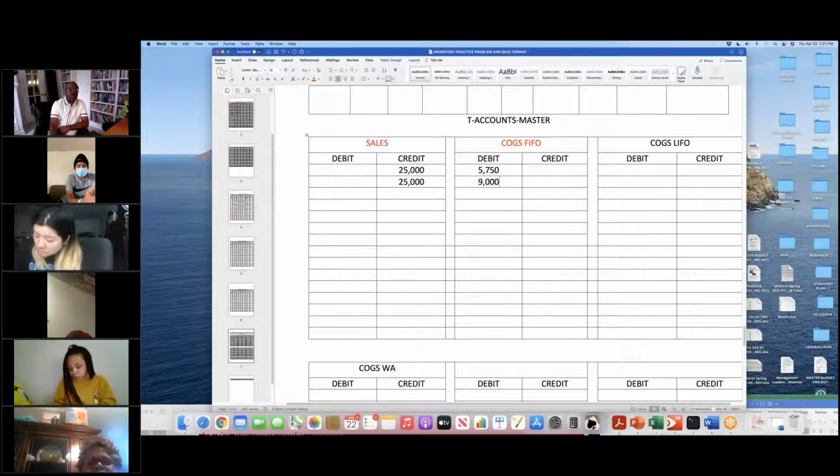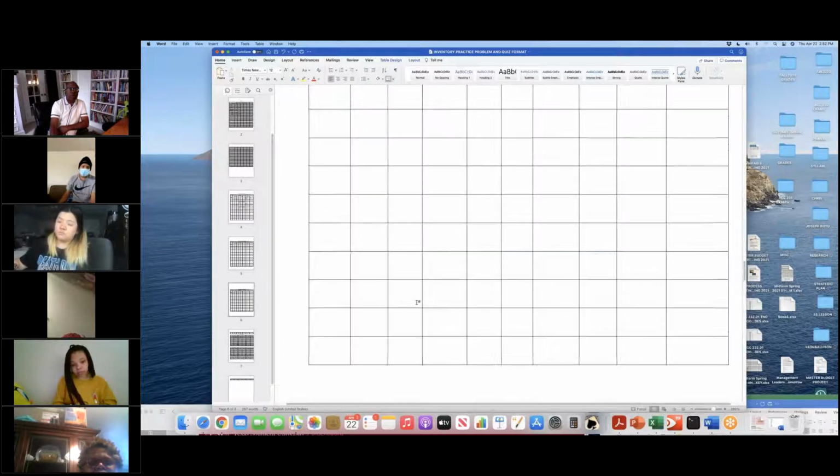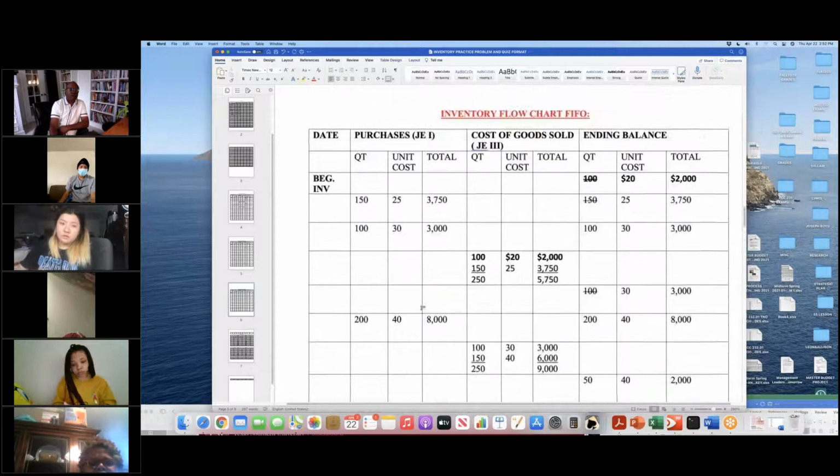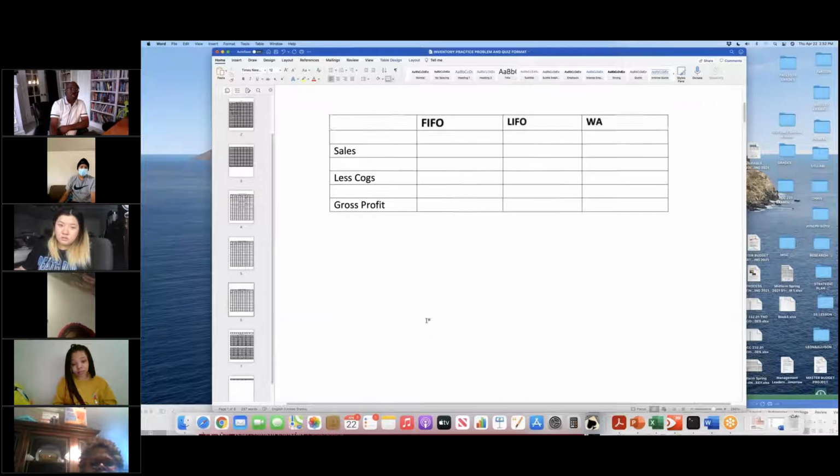So when we add these up, when we get our balance at the end, on the sales side, it's 50,000. On the cost side, it's going to be what? 14,750. Yes. And we simply bring these numbers up, 50,000 and 14,750, from the T accounts all the way up here.